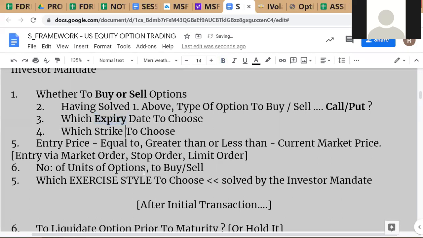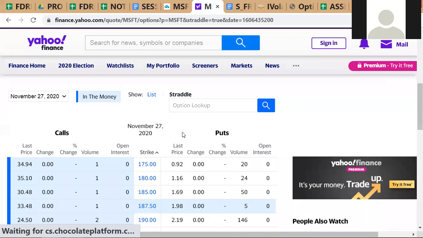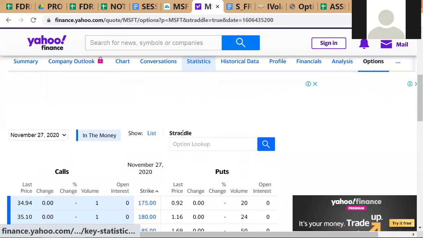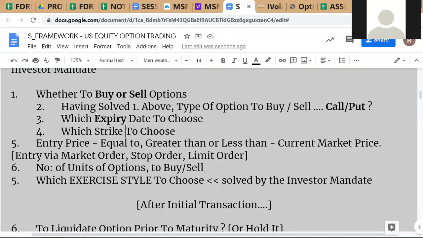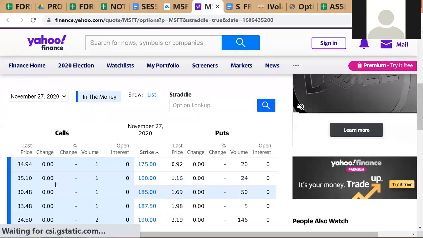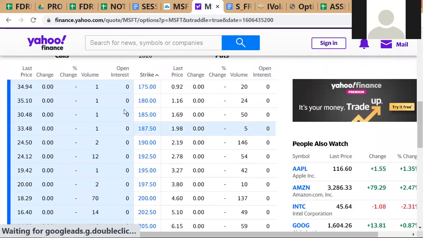I'll just highlight expiry. So let's say you want to buy call options, you're looking at Microsoft options, and you decide to be a buyer of options. You decide to buy a call option. You decide that your expiry date is November 27th. Now the dealer is going to ask you, which strike do you want to buy? Because as you can see, when you look at the call side for the expiry date, there are many strikes trading.